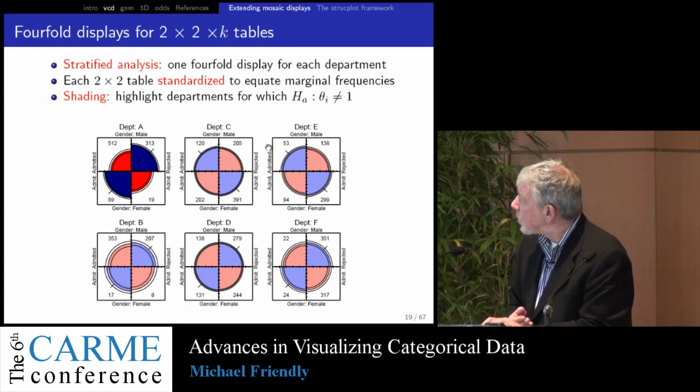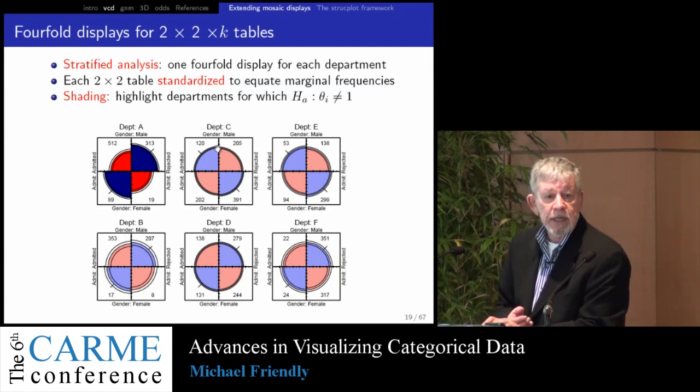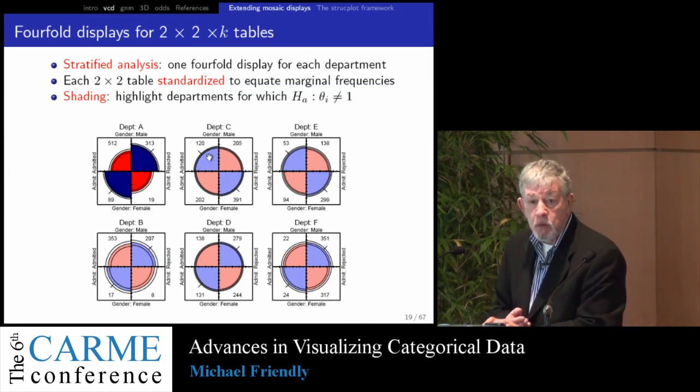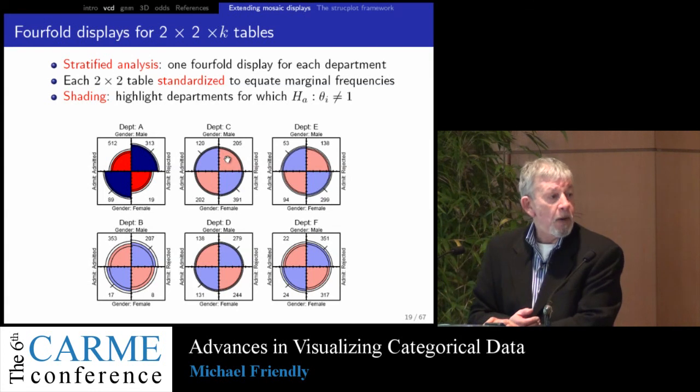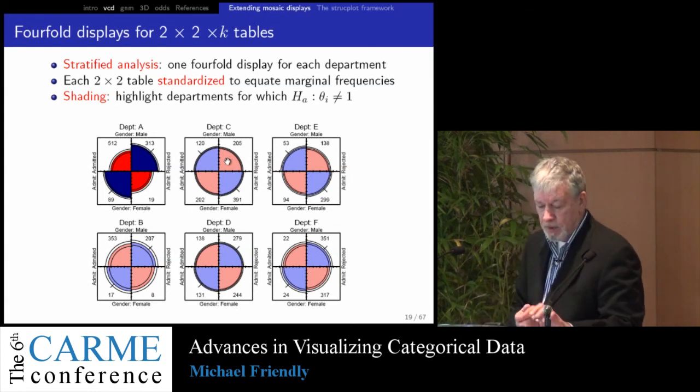In all of the other departments, the direction is not always the same, but you can see that in every case the confidence circles do overlap and the odds ratio is not significantly different from 1.